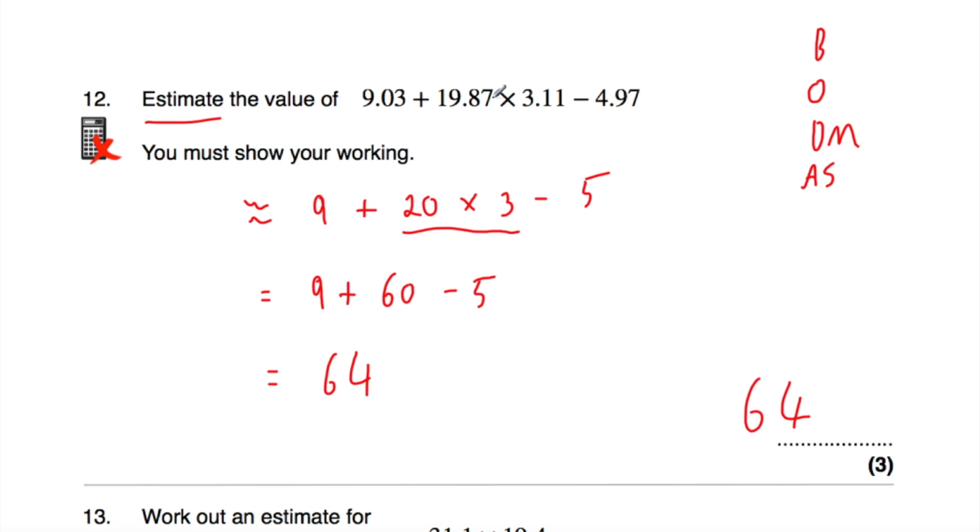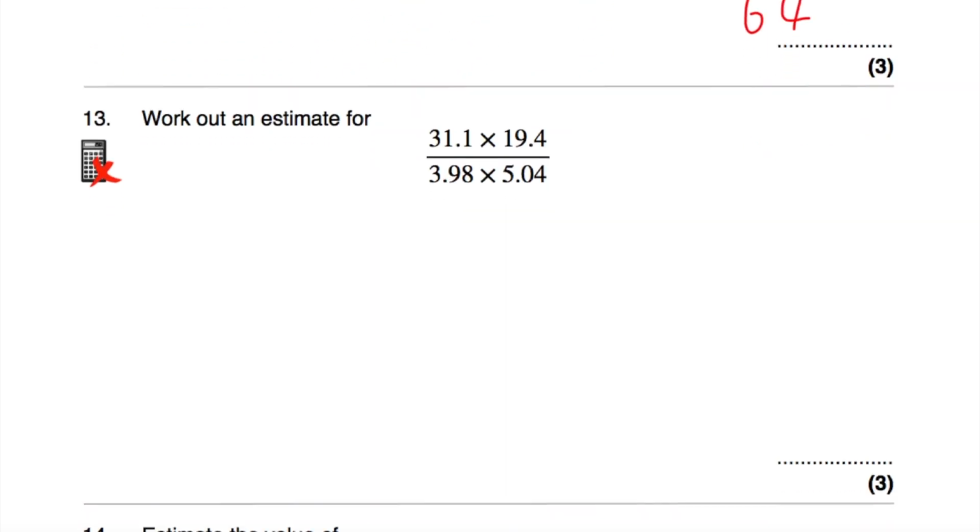And let's just work this out and see how close we are. So 9.03 plus 19.87 multiplied by 3.11 subtract 4.97 is equal to 65.8557. So that's pretty close. And that's it. So let's look at our next question, question number 13.